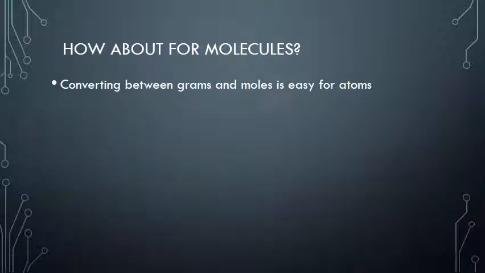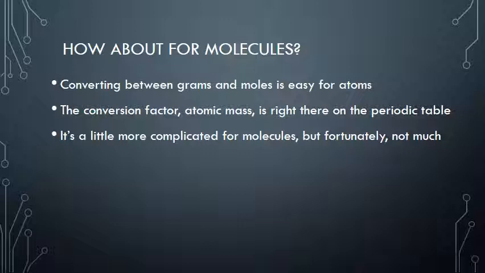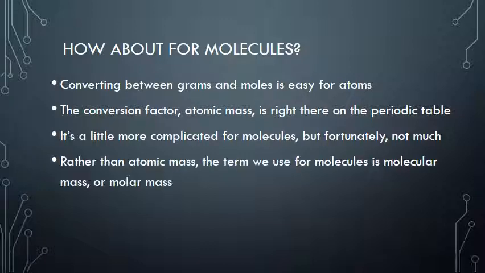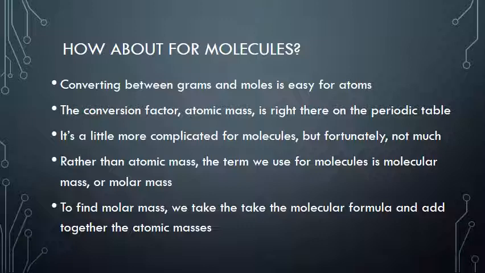So how about for molecules? We can convert between grams and moles using atoms, reading right off the periodic table. The conversion factor, right there. A little more complicated for molecules, but it's not too bad. So rather than atomic mass, what we use is molecular mass or molar mass, because a molecule is not just an atom, it's a grouping of atoms. So to find the molar mass, we take the molecular formula and add together the number and types of atoms that are found in the molecular formula.